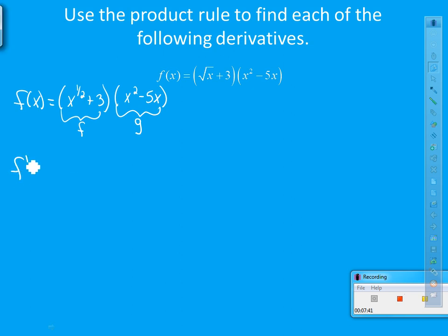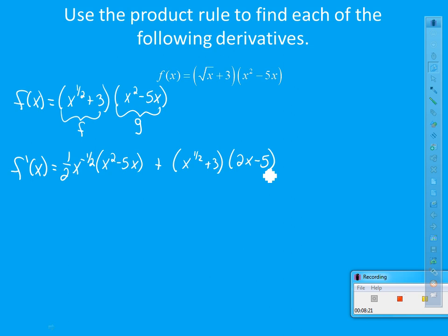So when I start doing this, f prime of x is going to be the derivative of the first. Well, the derivative of x to the 1/2 is 1/2 x to the negative 1/2. Normally, I would go ahead and move that negative 1/2 to the denominator, but I know I'm going to have to simplify, so I'm going to leave it up for now. So I've got the derivative of the first times the second, plus the first, which is x to the 1/2 plus 3, times the derivative of the second. But the derivative of the second is 2x minus 5.